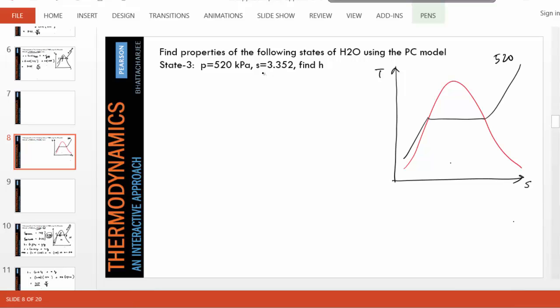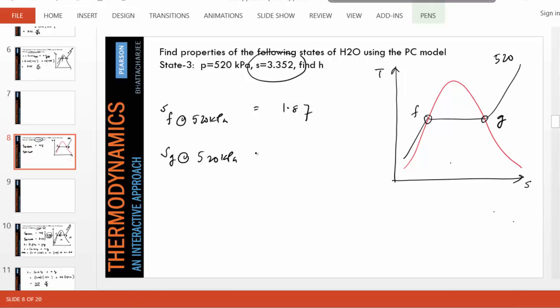So the proper way to go is to figure out what the entropies are at the F and G states, and then compare the given entropy with those values. We've done that already in the previous problem. SF at 520 kPa in the last problem we solved, we went to the table and got these numbers. I'll just not write the unit. There's no point because it'll be repetitive. So S values at F and G point we found were these.